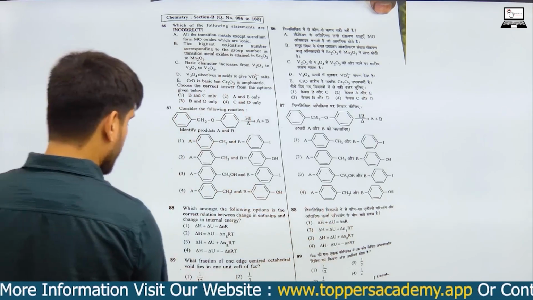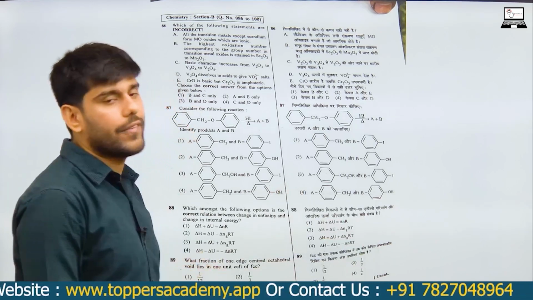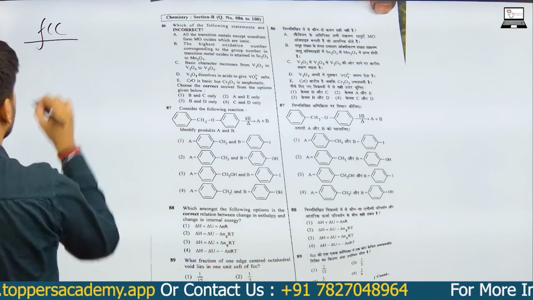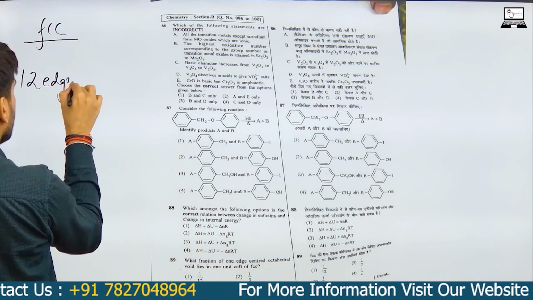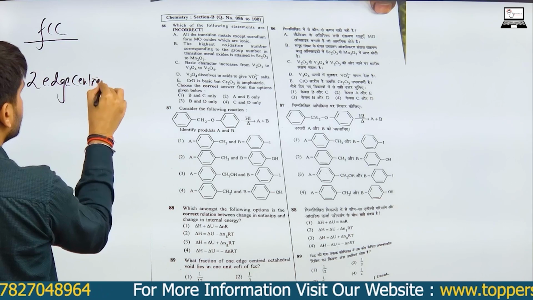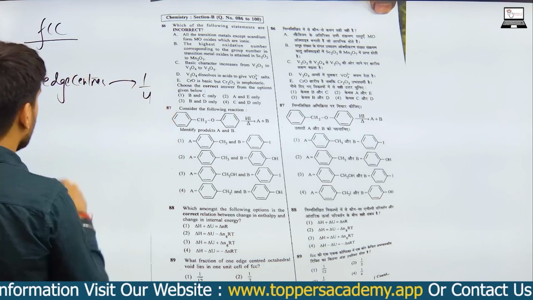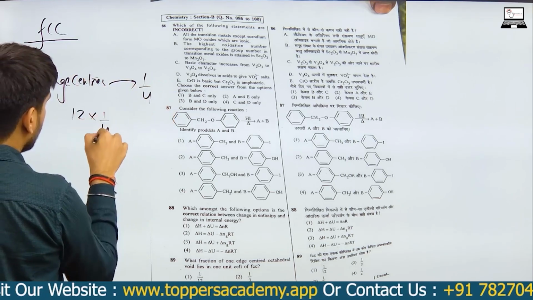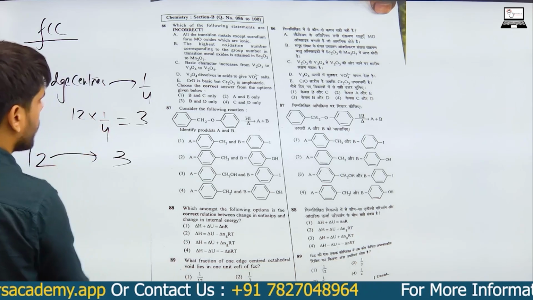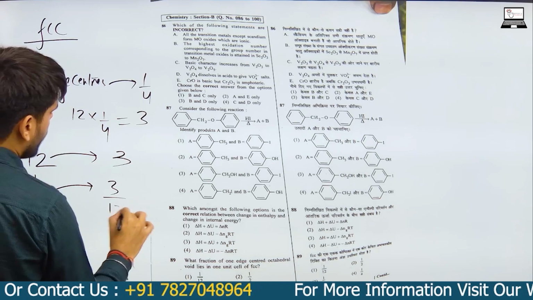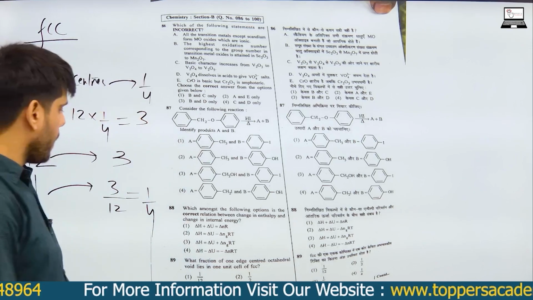Next question. What fraction of one edge-centered octahedral void lies in one unit cell of FCC? We know that in FCC, first of all, how many edge centers are there? 12 edge centers, right? And on 12 edge centers, the contribution of each edge center is 1 by 4. So 12 into 1 by 4 is 3. So on 12 edge centers, we have 3 octahedral voids. So for one edge center we will have 3 upon 12, that is 1 upon 4 octahedral void. The fourth is the right answer.